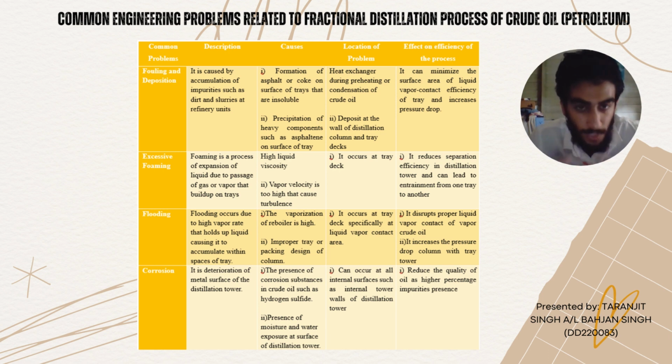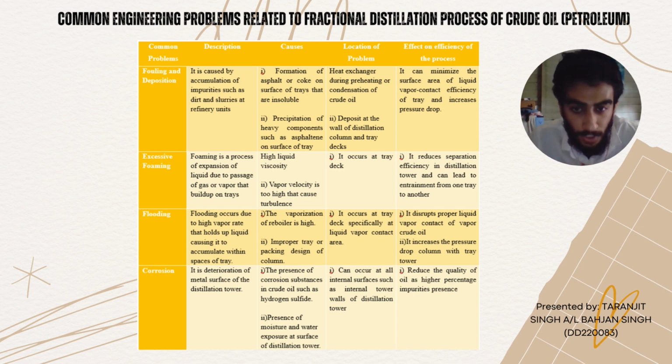The next problem is flooding. Flooding occurs due to high vapor rate that holds up the liquid, causing it to accumulate within the spaces of the tray. It is caused by vaporization in the reboiler that is too high and improper tray or packing design of the column. The location of the problem usually occurs at the tray deck, specifically at the liquid vapor contact area. So how does it affect efficiency? It disrupts proper liquid vapor contact of the vapor and crude oil. It increases the pressure drop across the column within the tray tower.